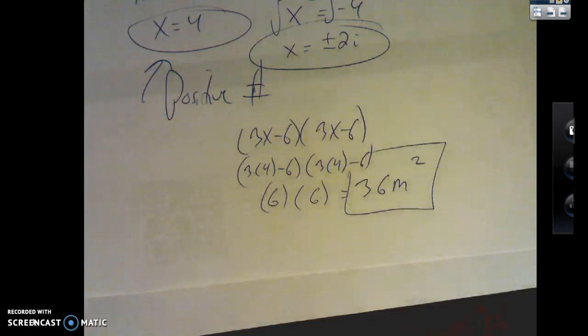Is that a difficult problem? Absolutely. But work your way through it, plug in the variables, solve for your x, plug it back in, you're good to go.